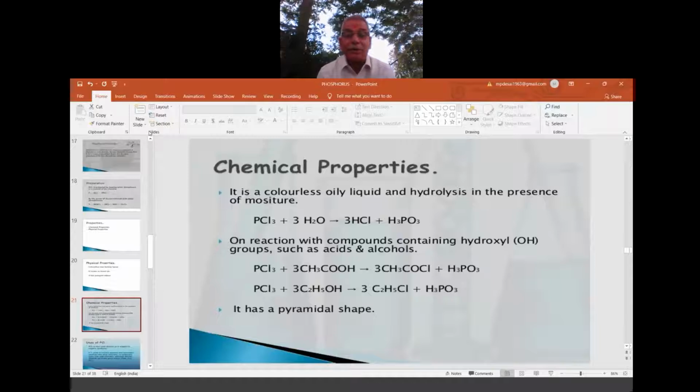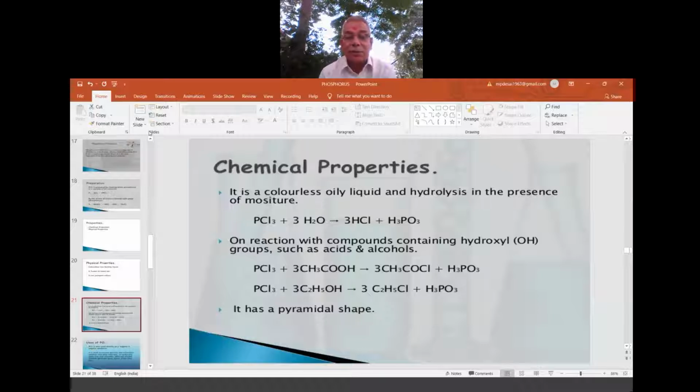Regarding chemical properties, whenever it reacts with water, it converts into its corresponding acid. There are two important acids of phosphorus. One is phosphoric acid, the other one is phosphorous acid, like sulfuric and sulfurous. In the same way, phosphoric and phosphorous. Phosphorous is H3PO3. Phosphoric is H3PO4. So it is PO4 and PO3. That changes in the structure part. So to get those acids we use PCl3 in water.